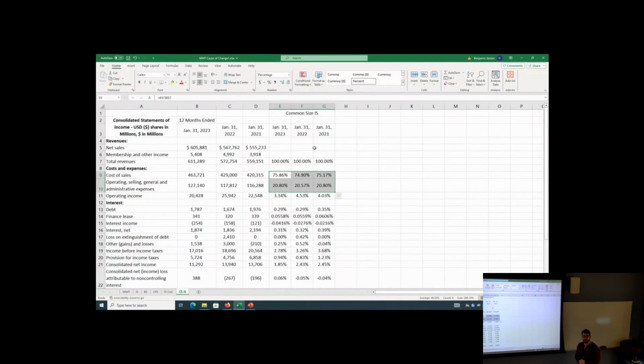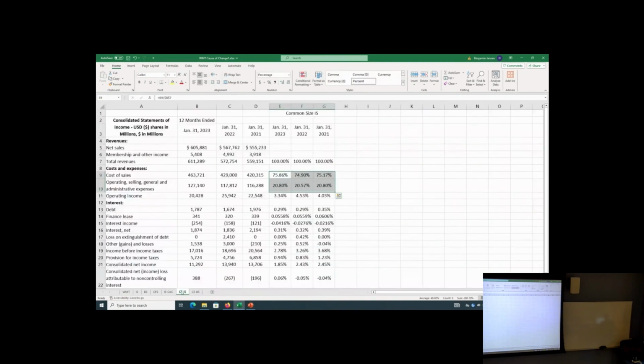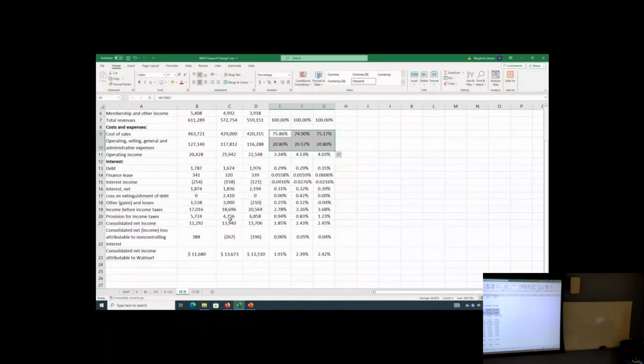Any questions on putting together a common size income statement? Yeah, that's fine. You're going to be working on that bottom portion for your next homework, or your current homework that's due Sunday.